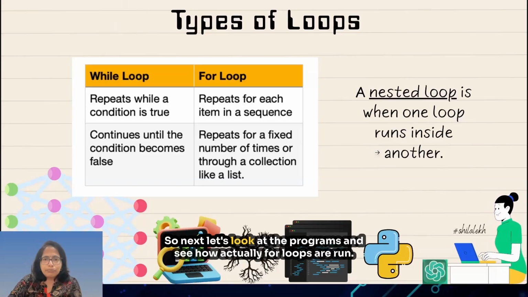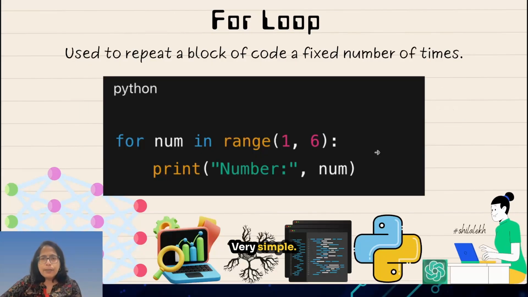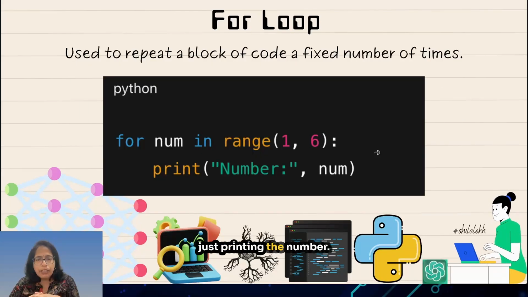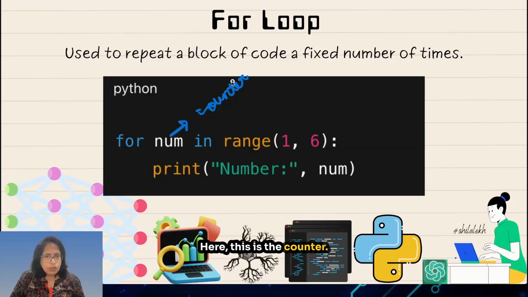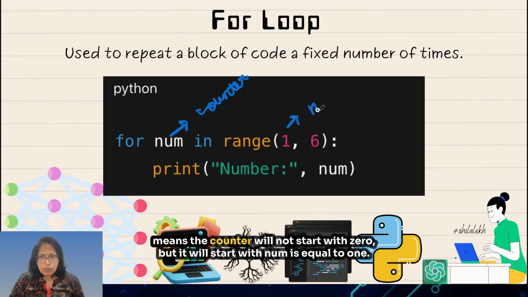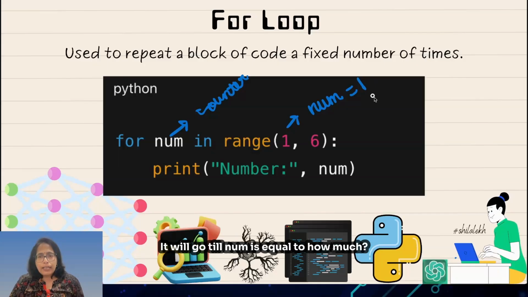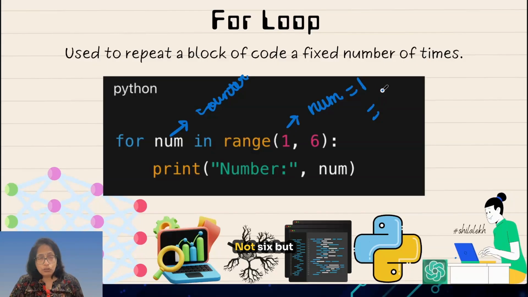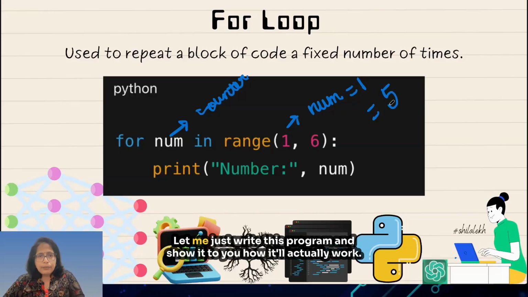So next, let's look at the programs and see how for loops actually run. Very simple. We are just printing the number here. This is the counter. Initial value is defined. That means the counter will not start with 0, but it will start with num is equal to 1. It will go till num is equal to how much? Not 6 but 5. Let me just write this program and show you how it will actually work.